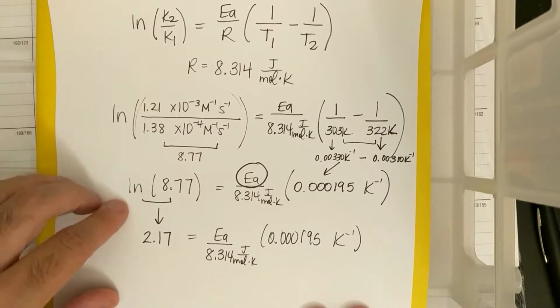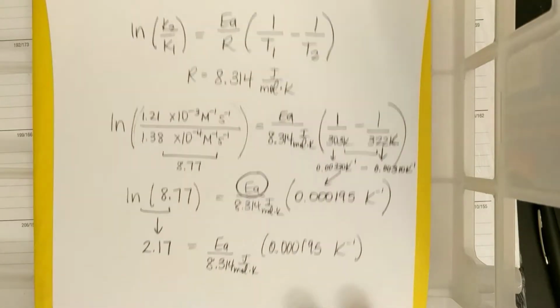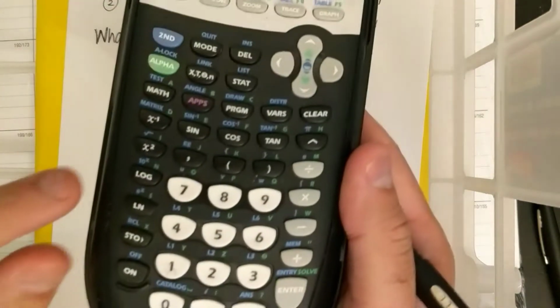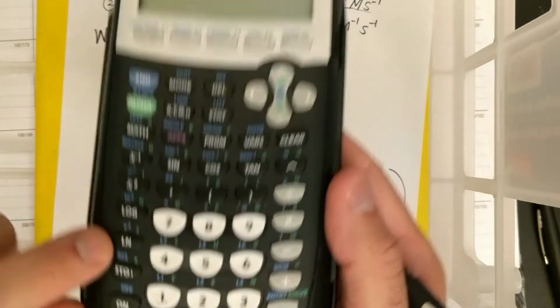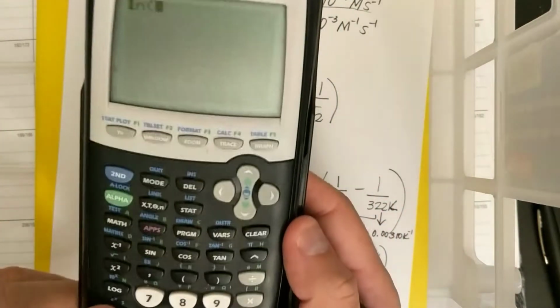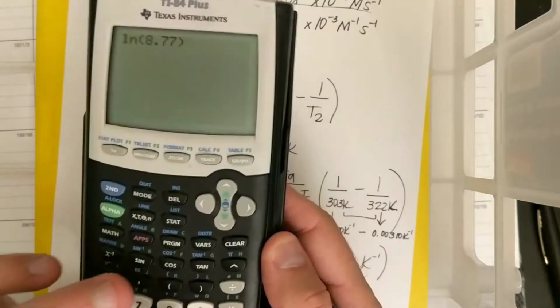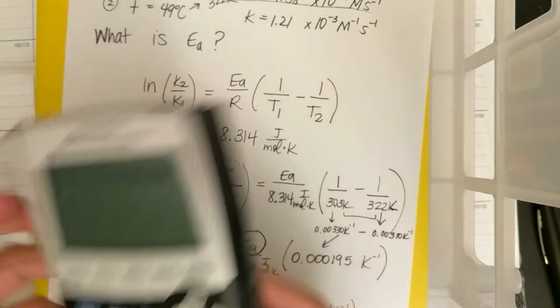So when I say natural log of 8.77, this is a function in the calculator. If you look on the calculator, there is literally a function that says ln, and I did ln of 8.77, and I got my 2.17.